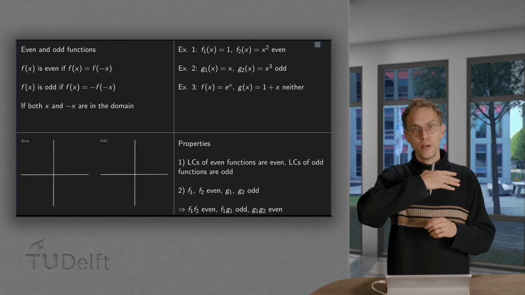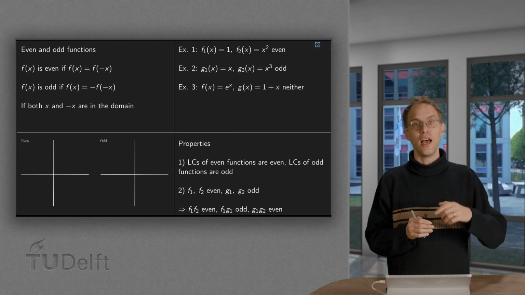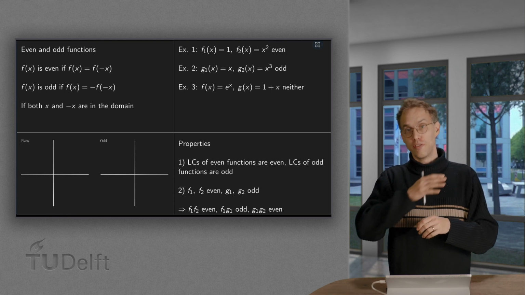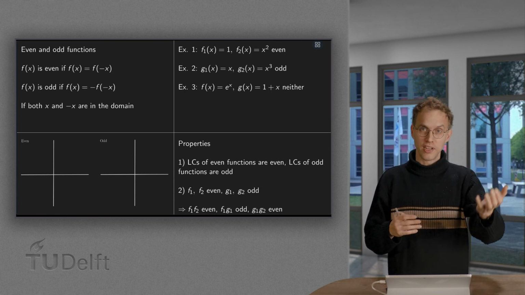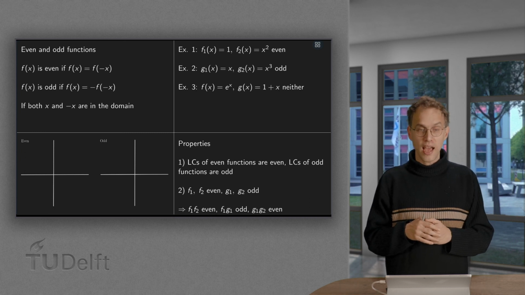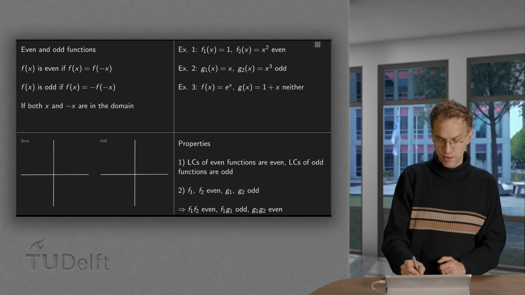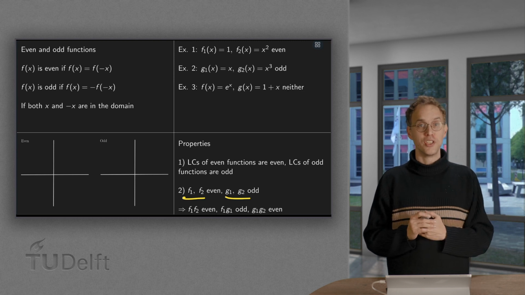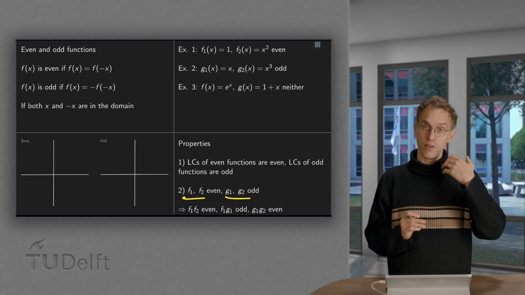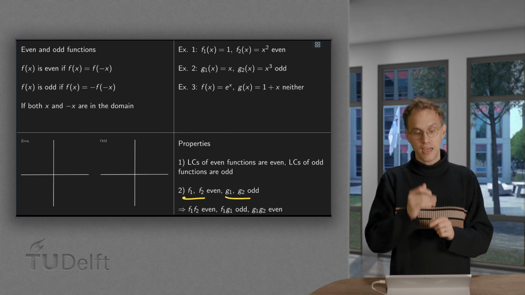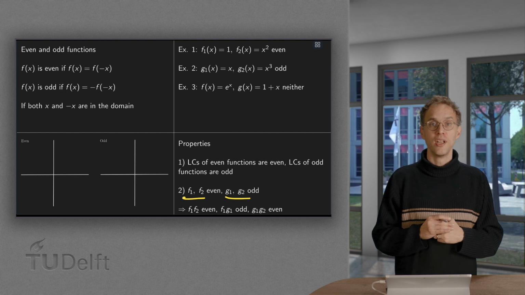So if you have a number of even functions, and if you then take linear combinations, you still have an even function. Or if you have odd functions and you take some linear combinations, you still have an odd function. And if you have even functions f1 and f2, or odd functions g1 and g2, the product of even functions remains even, the product of odd functions is even as well, and the product of even times odd becomes an odd function.